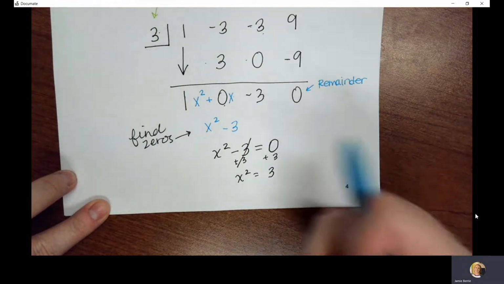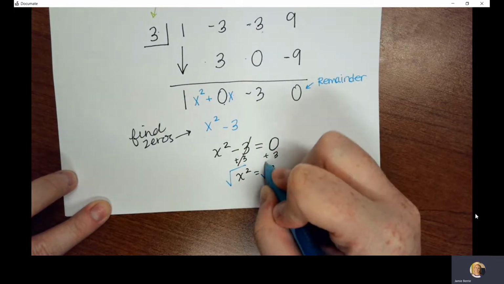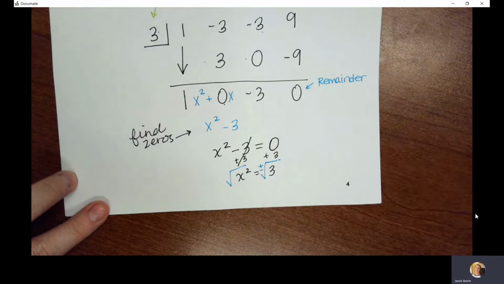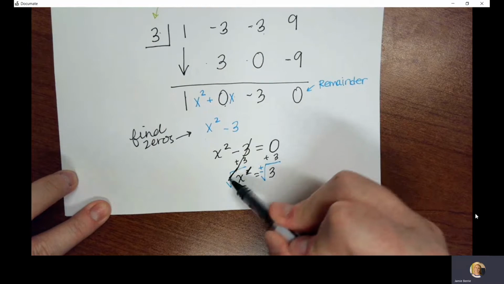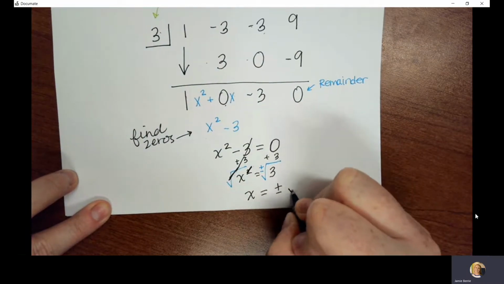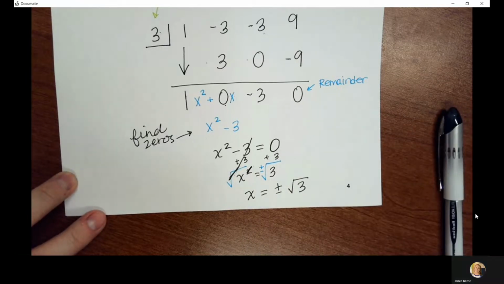I'm going to take the square root of both sides. Square root is going to get rid of that square on the left. So take the square root of both sides. Don't forget to do plus or minus of the number side. On the left, a square cancels with a square root, leaves you with x equals plus or minus the square root of 3. Okay.